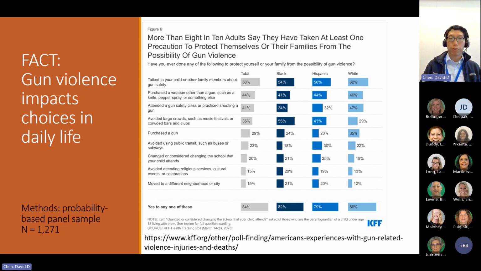For example, those that attend a gun safety class or practice shooting a gun, as well as those avoiding large crowds such as festivals or bars or clubs. It also notes the differences in moving to a different neighborhood or city. And here, the disparity that's present among the Black population is really notable, and Hispanic as well.